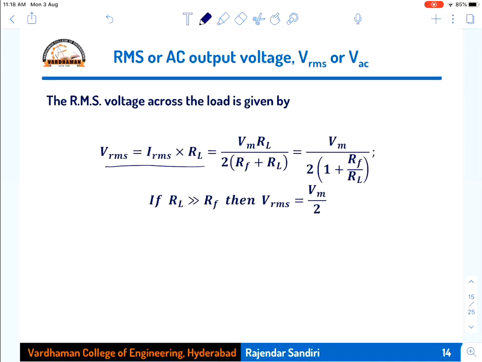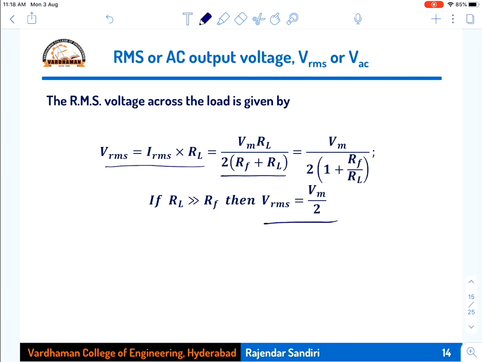Im by 2 into RL, but Im is Vm by Rf plus RL, directly substituted here. Then Vm RL by 2 into Rf plus RL, that is equal to Vm by 2 into 1 plus Rf by RL. If RL is very much greater than Rf, then VRMS is Vm by 2. VRMS is Vm by 2, IRMS is Im by 2. These are the two important formulas you have to remember, the RMS values of the output of a half wave rectifier.